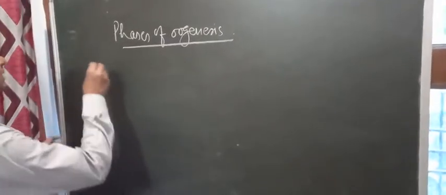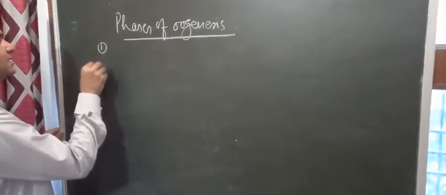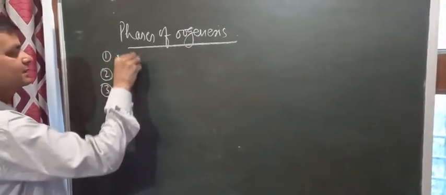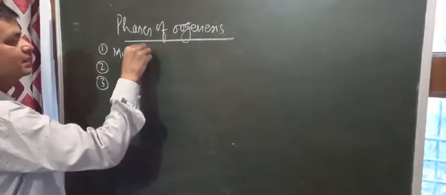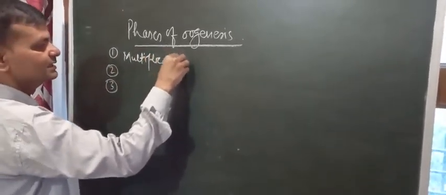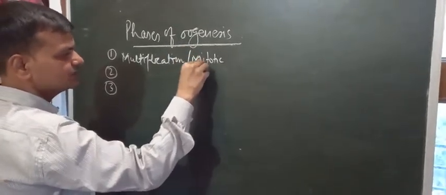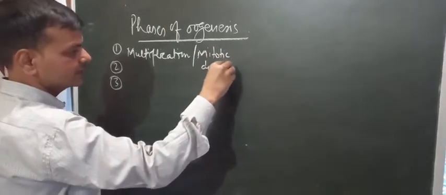So the new topic is the phases of oogenesis. The process of oogenesis is subdivided into three phases. The first phase is multiplication, and the multiplication is always a type of mitotic division. It is always mitotic division, right?